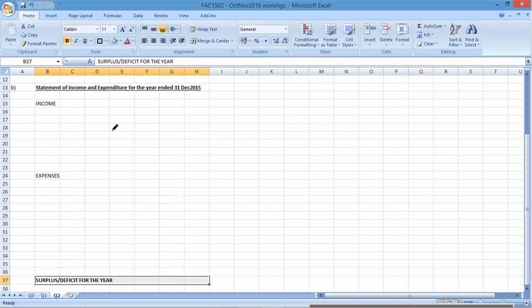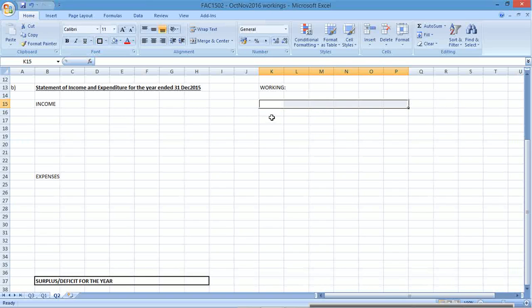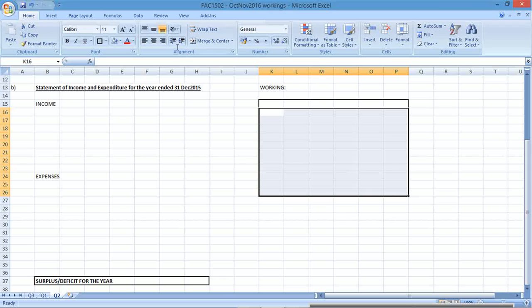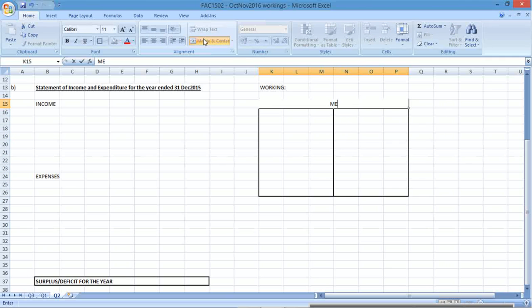With membership fees, you normally have to draw up a T-account for it. So it's always a good idea to do the working. It's always going to carry some marks. Three lines is enough, and then do the T-accounts. Remember it's just a working, so it doesn't have to be 100% accurate. It's just to show the workings for the actual membership fees.